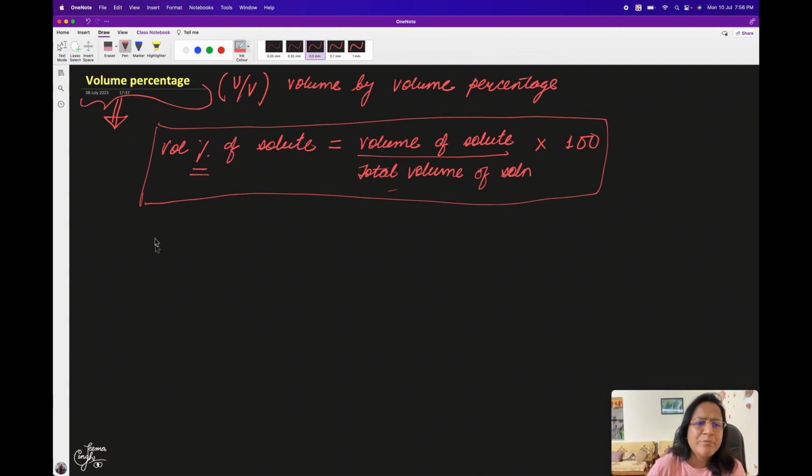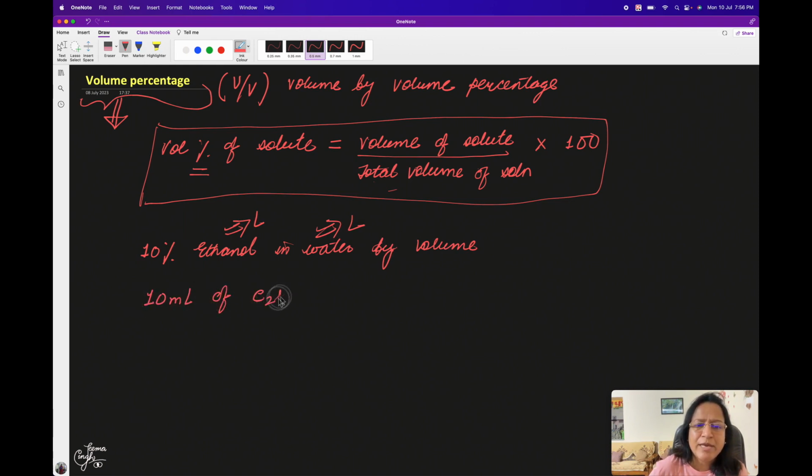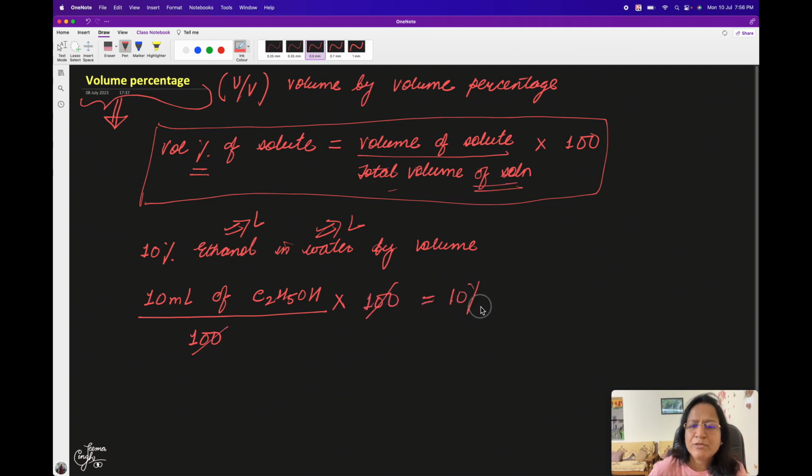Let's again take an example. They say, let's say 10% ethanol in water by volume. Okay. How are you going to prepare this now? This is a liquid, this is a liquid, right? So we need 10 ml of ethanol. Fine, C2H5OH, that's a formula of ethanol, divided by total volume of the solution. So it has to be, total means 10 plus 90, it becomes 100 into 100. This becomes 10%. So this is correct.